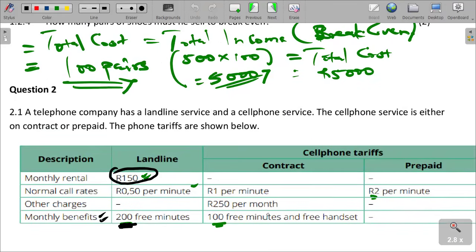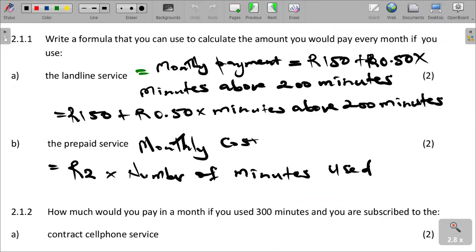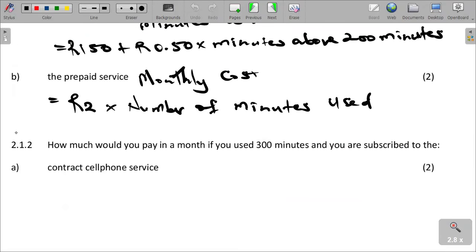There are no conditions in terms of this. And then the next question: the prepaid service charges 2 rand per minute, so number of minutes multiplied by cost per minute. And then the next question asks, how much would you pay in a month if you used 300 minutes and you are subscribed to the contract cell phone line.